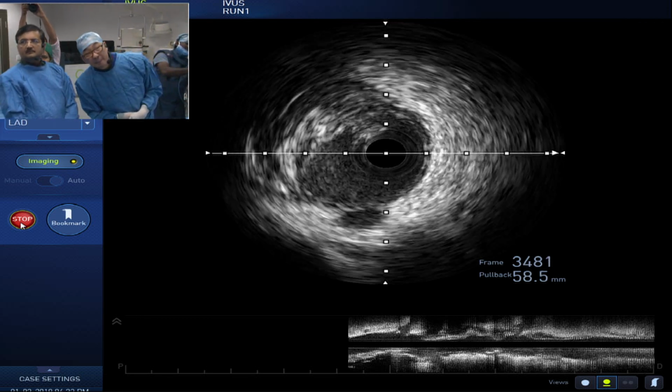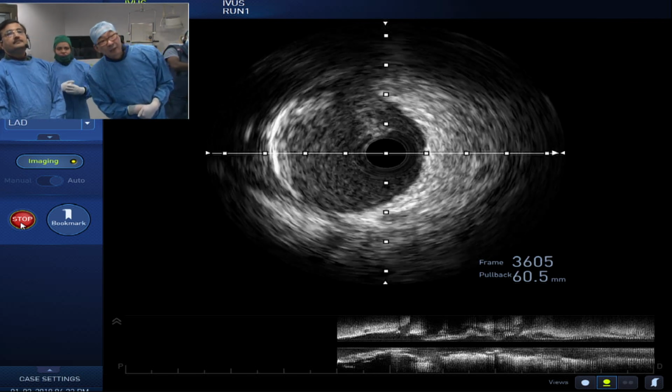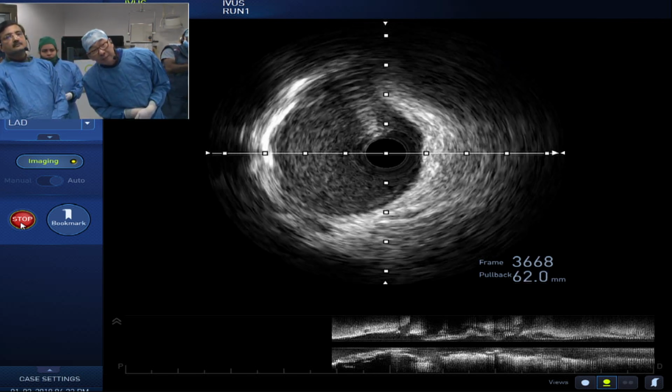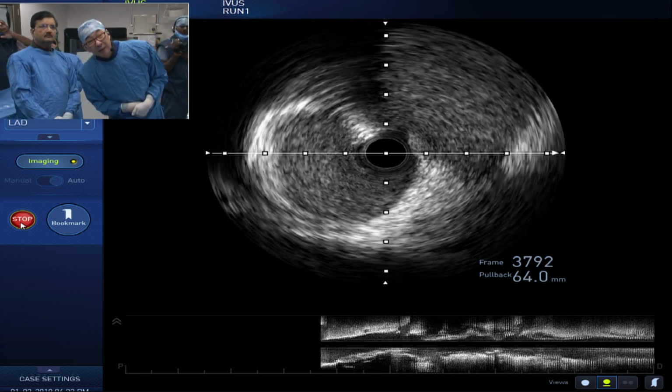Still some eccentric plaque, fibrous plaque, but I think I want to avoid that. I don't want to overlap in this area. It's a very proximal area. Here there's a left bifurcation, left main, right?